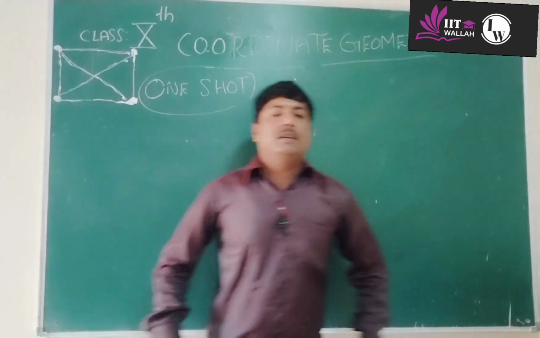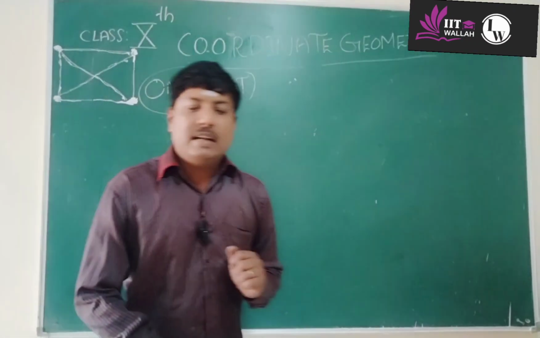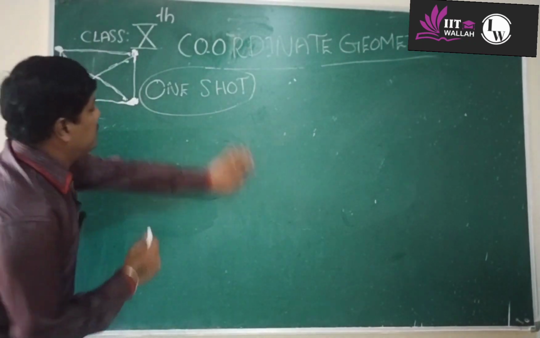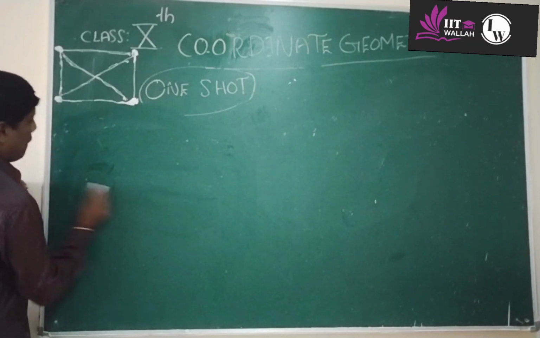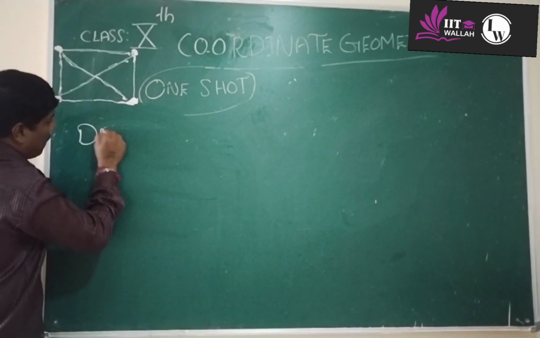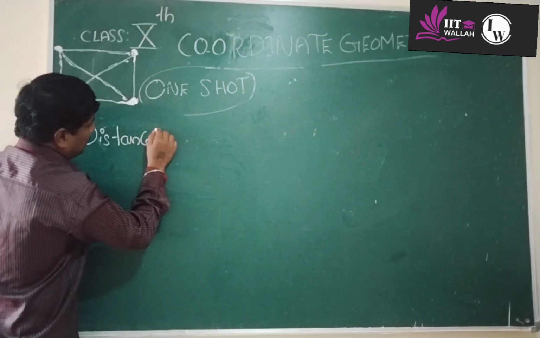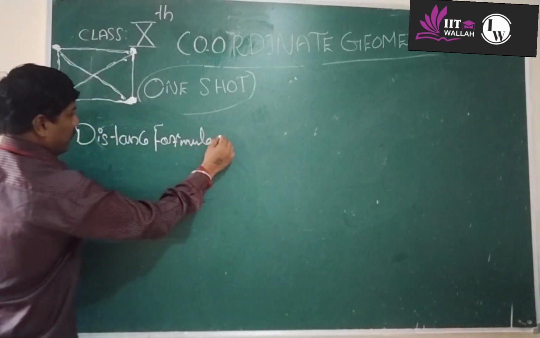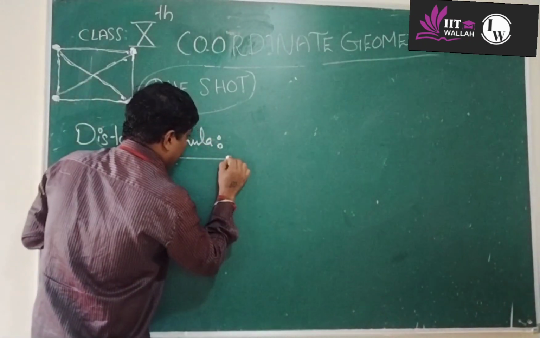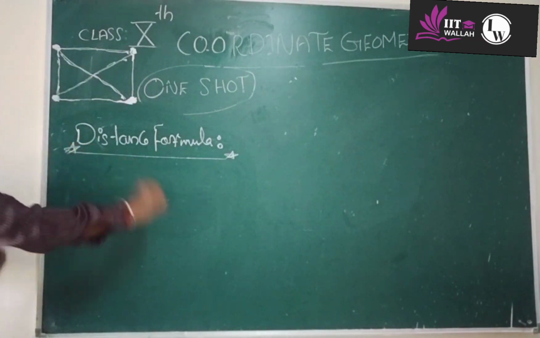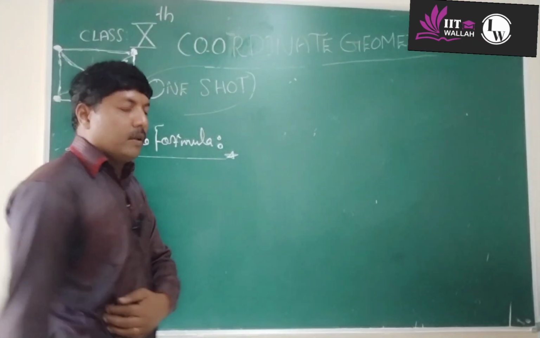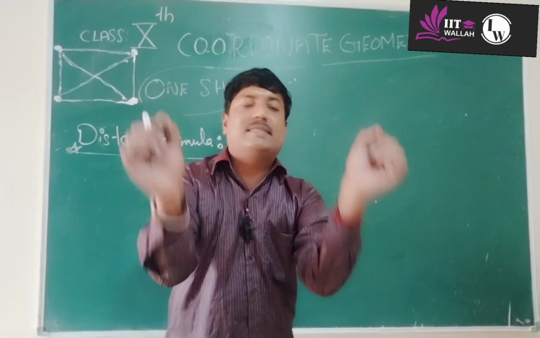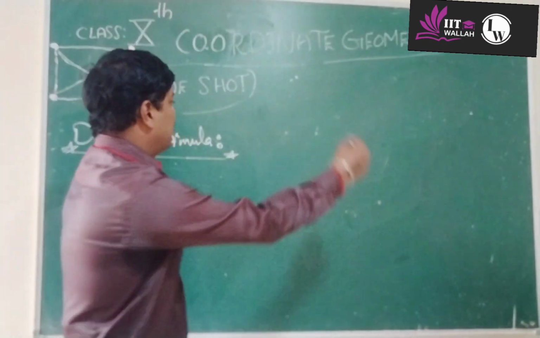Now, in this chapter, the first formula we are going to learn is the distance formula. In the distance formula, we are going to learn the distance between 2 points on a plane. Suppose there are 2 points like this.